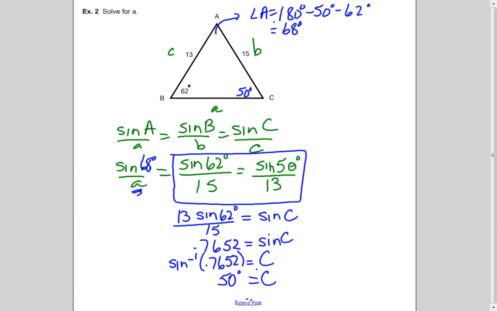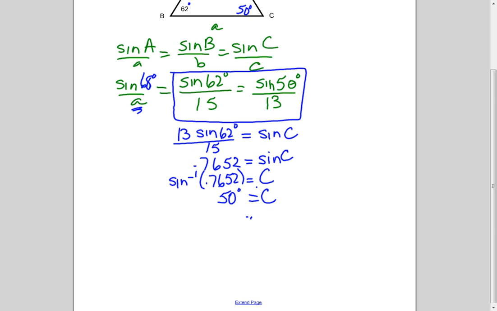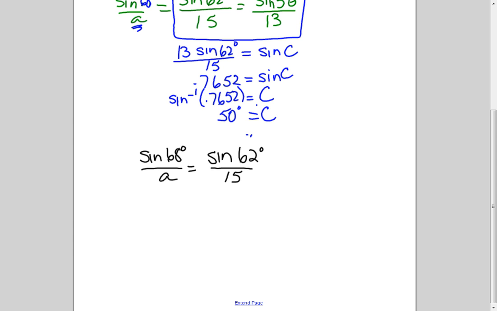So I am going to use sine of 68 over A equals sine 62 over 15. And I can solve for A. Now if you have a variable in the bottom, it can be a little tricky. We want to get A to the top and isolated, so the first thing I would do is, you would call it cross multiply. Multiply both sides by A and by 15, so 15 times sine 68 equals A times sine 62. Now I don't have any denominators to worry about.